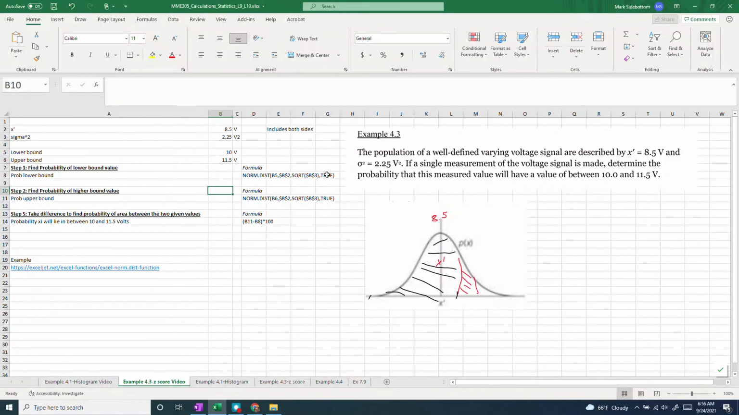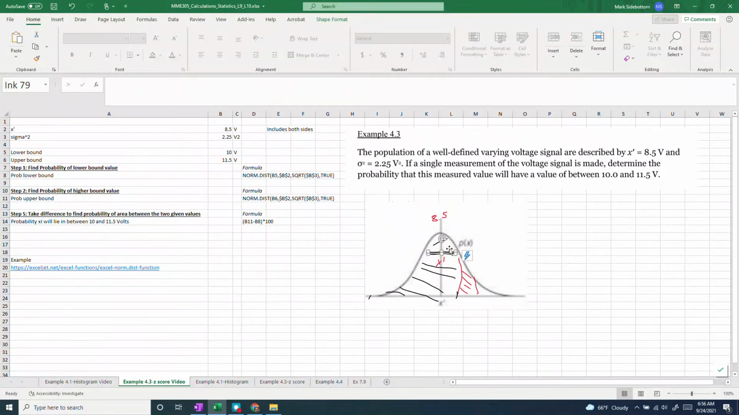In this example problem, we're going to talk about a population that has a mean of 8.5 volts and a variance of 2.25 volts squared. If we took a single voltage measurement, what would be the probability that the measurement would be between 10 and 11.5 volts?